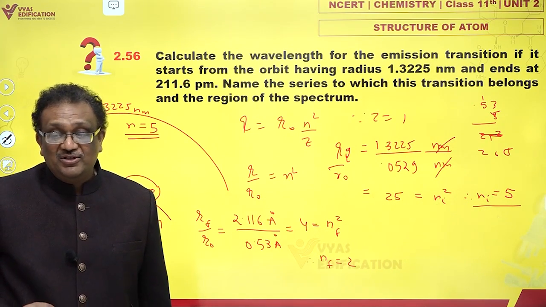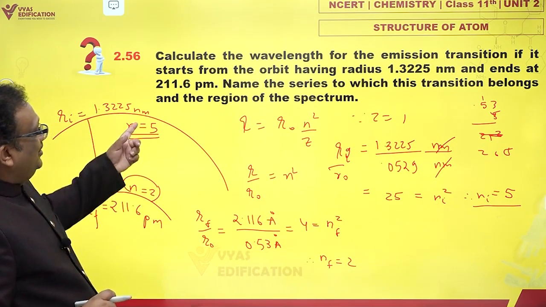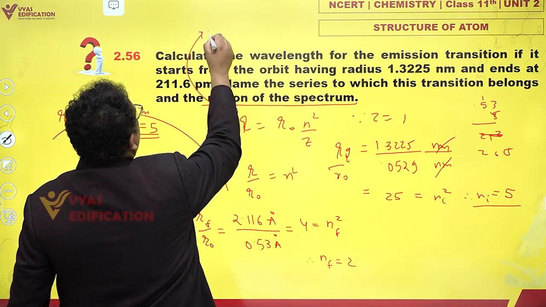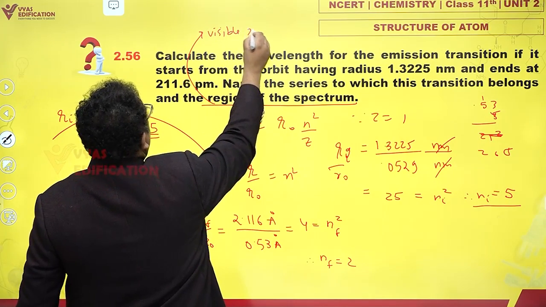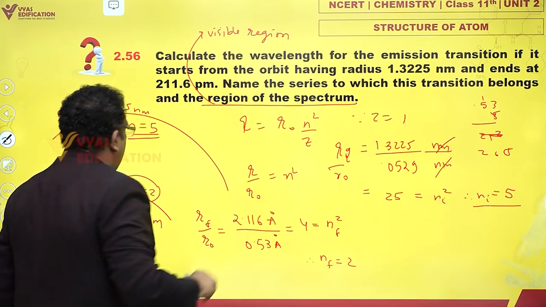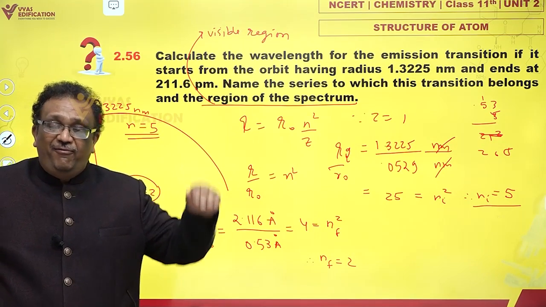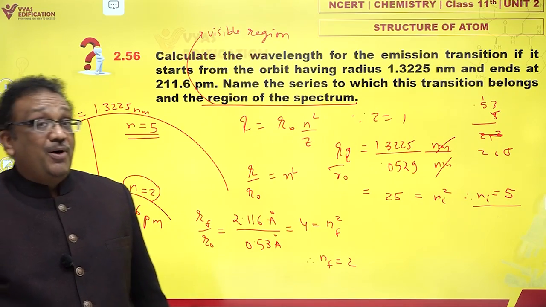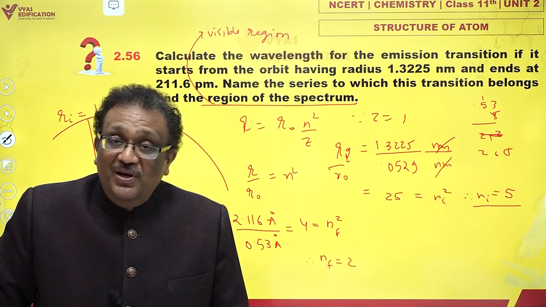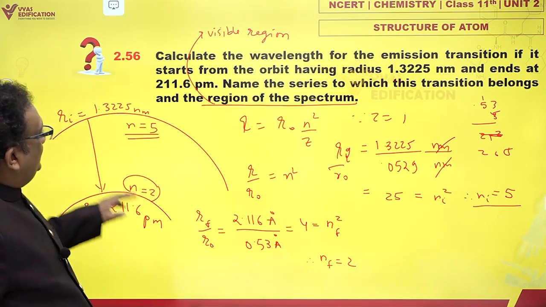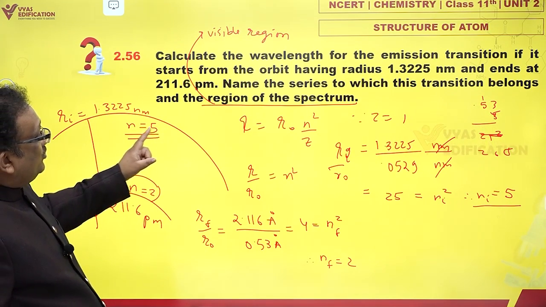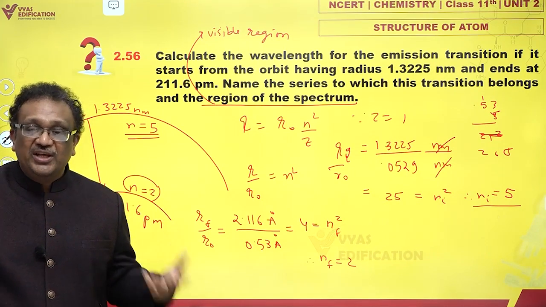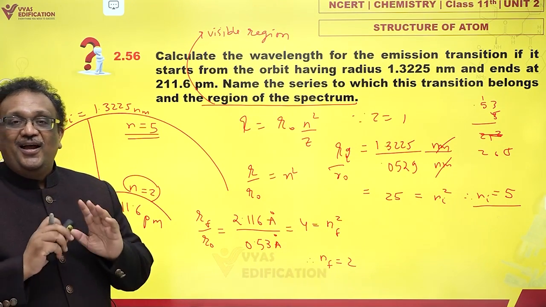This is a Balmer transition. If it is a Balmer transition, which is the spectrum? This is the visible region. How do I know this? Electrons from anywhere, if they fall to n is equal to 2, represent the Balmer series, and the Balmer series lies in the visible spectrum. The series to which this transition belongs, we don't have to calculate anything else. The moment I see n is equal to 2, it is the Balmer series.